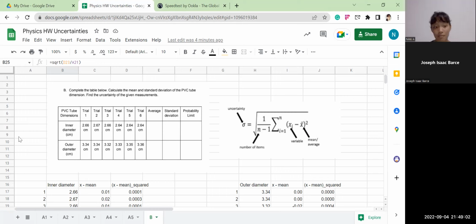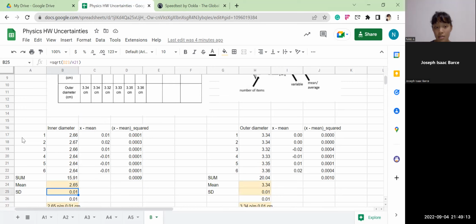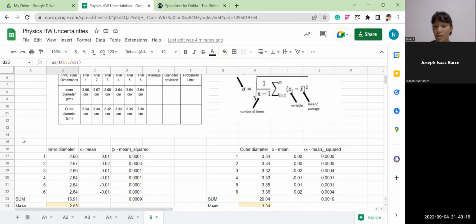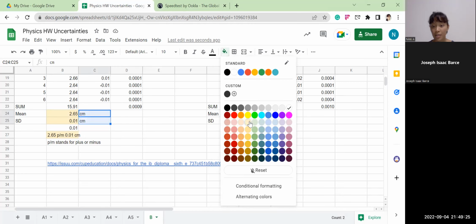So, 2.65 plus or minus 0.0009. Ay, ba yan? 0 point... 0.000... eh? Wait, no. 0.01. Very good.